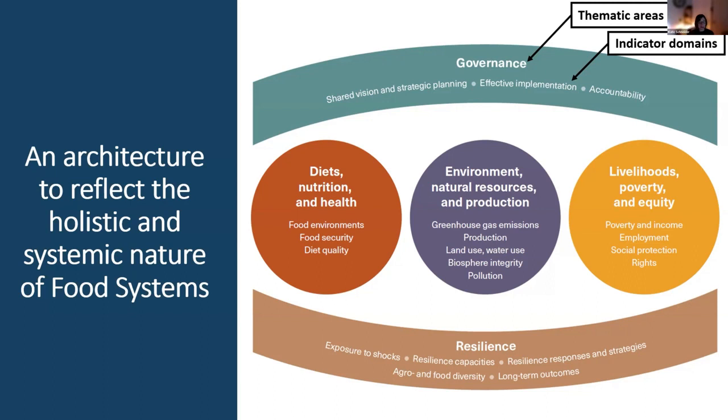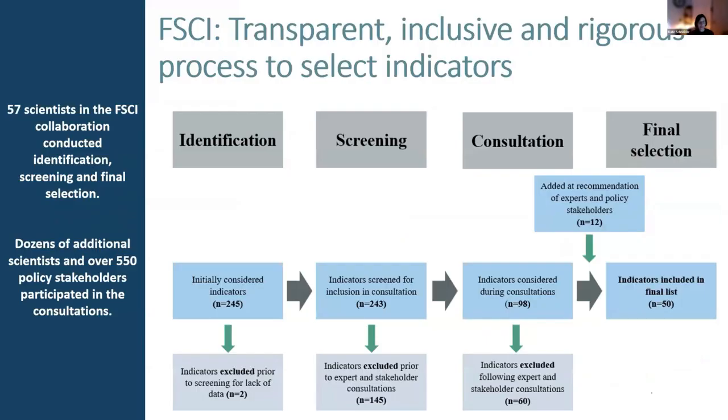So once we put this architecture together in the framework paper that came out in 2021, we then embarked on a 2-year process to actually pick the indicators. In the next slide, I'm going to show you a bit of a flow chart of how we did this. We are a group of 57 scientists. We've actually grown a bit since the paper that we're talking about today. But we came together to identify and make the final selection, but we were only 57 people, and we wanted to make sure this was a transparent, inclusive, and rigorous process to select these indicators.